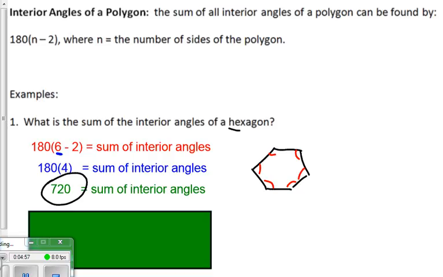So 720 degrees is the sum of all of those interior angles. If I were to add each of these angles, this one, this one, this one, this one, this one, and this one, if I added up each of those, it would have to come out to 720.